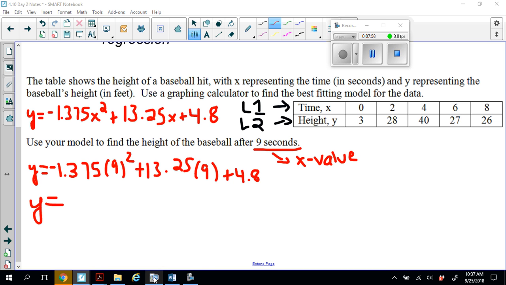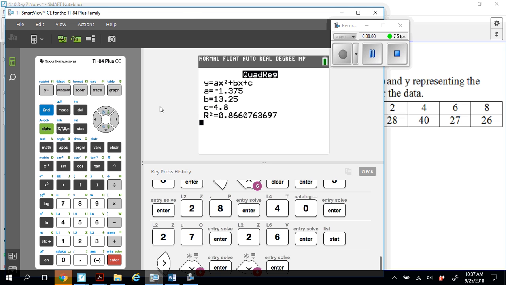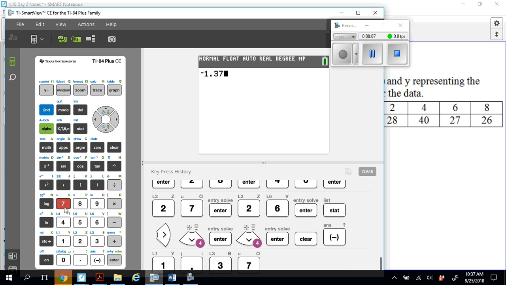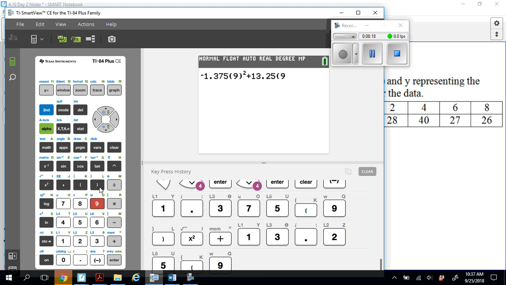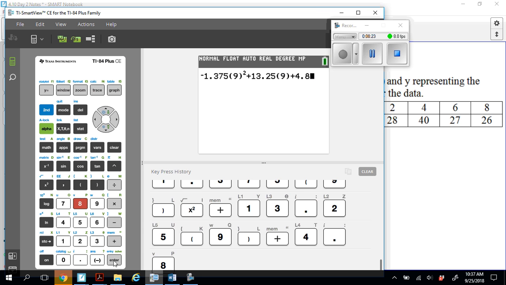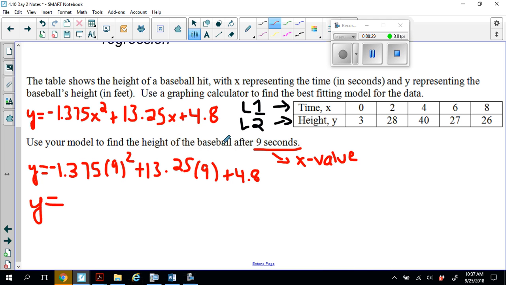So I'm going to go back here, and then I'm going to just clear this so we have more room so you guys can see. So we have negative 1.375. In parentheses, make sure you put the 9, and then we're squaring that. Then we have plus 13.25 times 9, make sure that's also in parentheses, and then plus 4.8. And we press enter. And then our final answer should be 12.675.